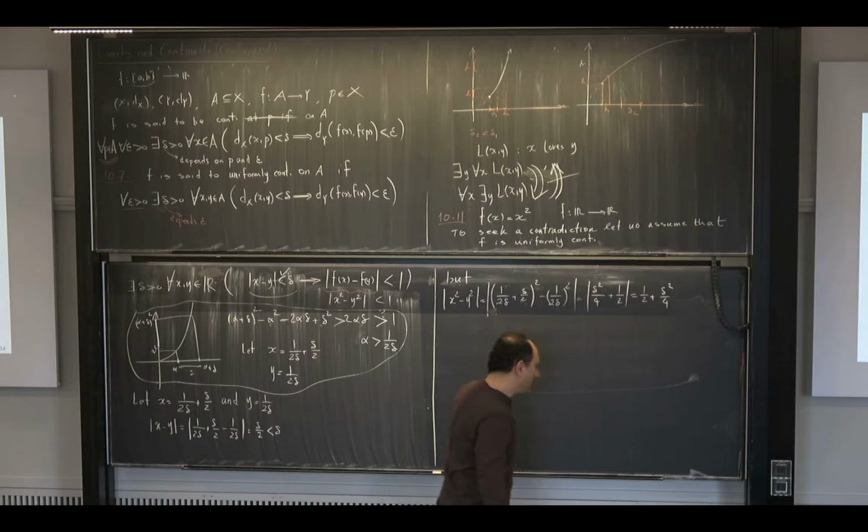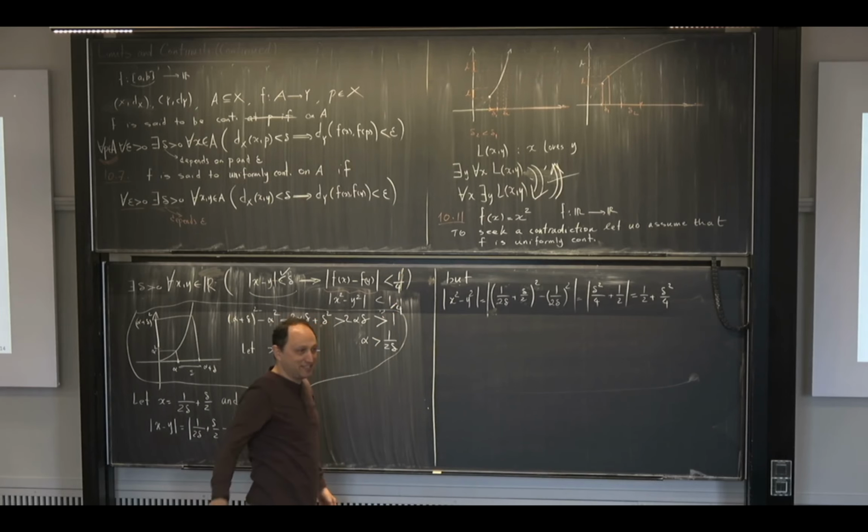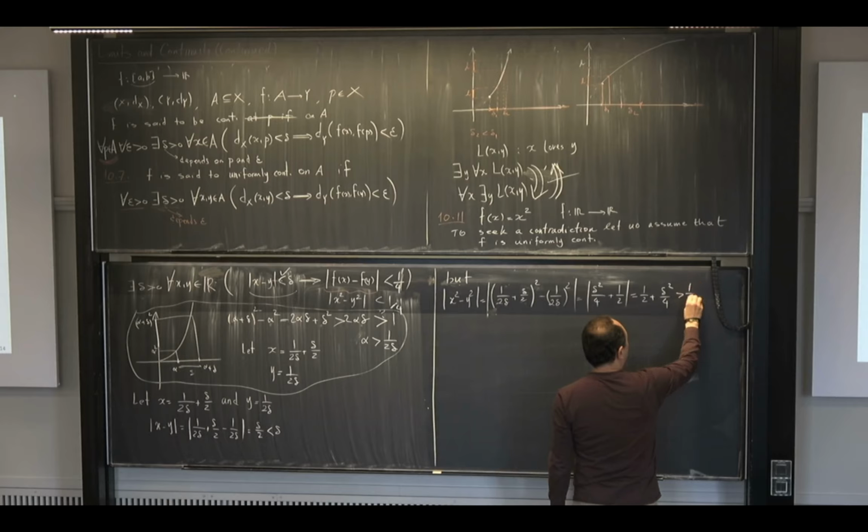Okay? Now I will go and fix it. Okay? So this level of cheating is legal. Yes? So then you see what happens: this one is greater than 1 over 2.